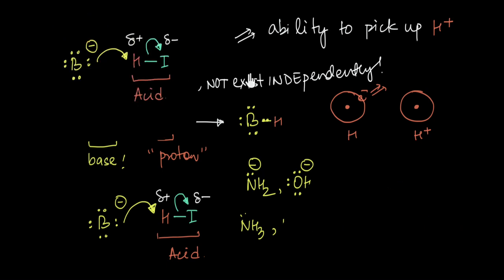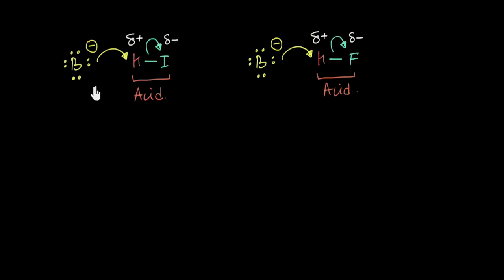Let's see. Now, how easily a base abstracts a proton from an acid also depends upon the strength of the acid. For example, HI out here is in fact a strong acid. The hydrogen iodine bond is relatively weak and easy to break. So a base can easily abstract a proton from HI compared to something like, say, HF. HF is in fact a weak acid. The hydrogen fluorine bond is actually very strong and difficult to break.